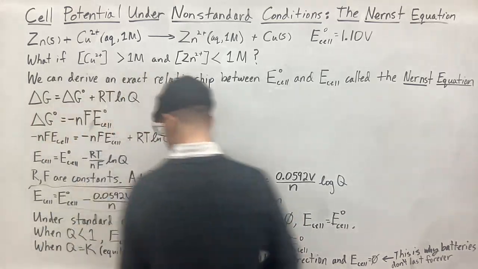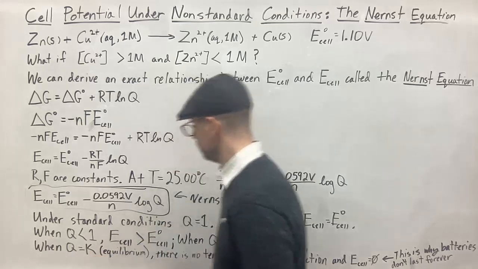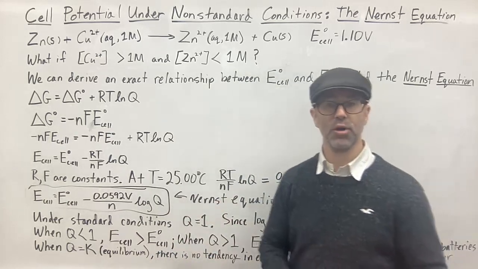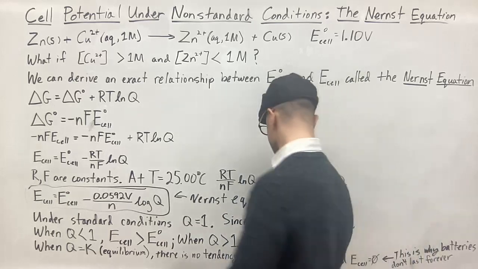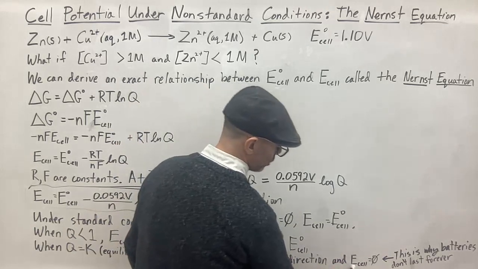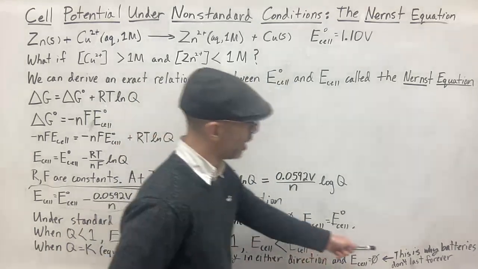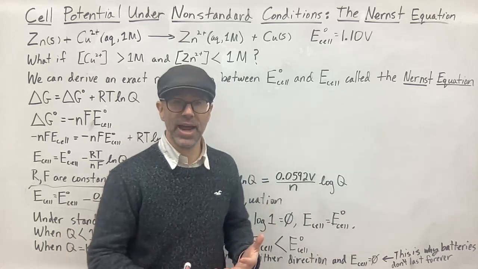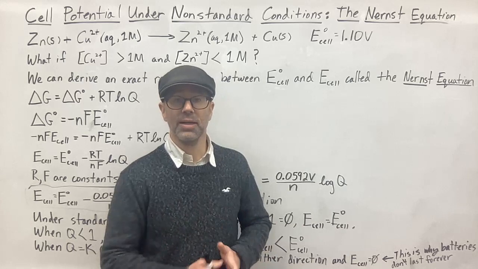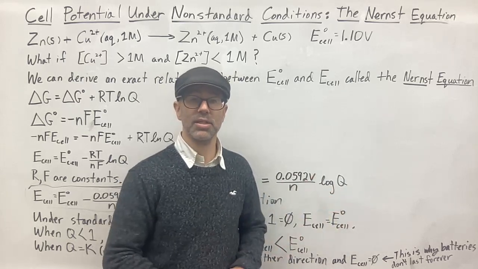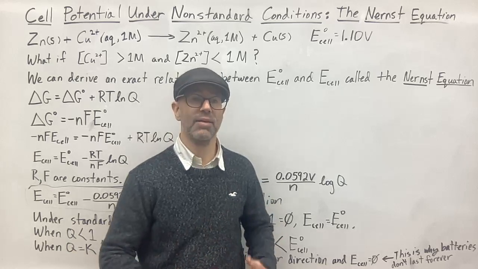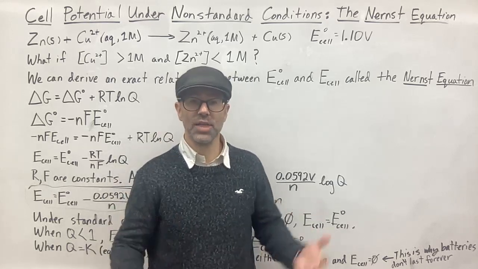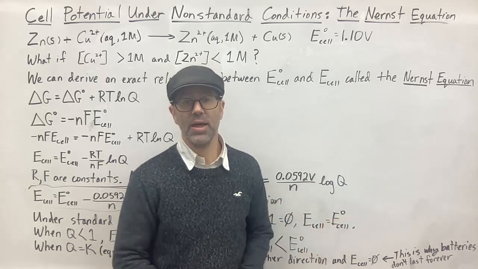Finally, when Q is equal to K, meaning that we're at equilibrium, then neither reaction, forward or reverse, has a tendency to occur. Under that condition, the cell potential is going to be equal to 0. This is why, of course, batteries don't last forever. Batteries run on chemical reactions. As the reactions go, more products are formed and fewer reactants are there. As the reactants decrease and products increase, you're going to reach an equilibrium. Once you reach equilibrium, there's really no tendency for the reactions to go either way, and so your cell potential ends up going to 0. That's just the way it is.